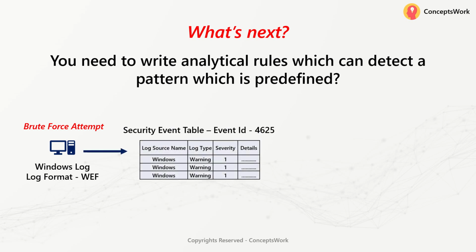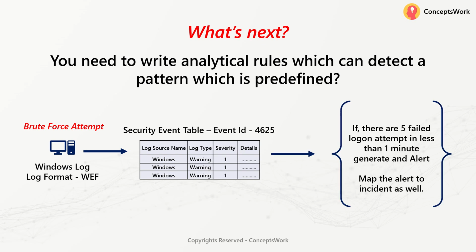Now, this is a very naive example, but my intent here is to make you understand how exactly the analogy works behind defining rules. Whenever someone tries to sign in to Windows and it fails for some reason, an event is generated with the event ID 4625. That's what you already know. But now the catch is that you want to detect if there are 5 failed logon attempts in less than a minute, then there has to be an alert, and that alert should be mapped to an incident so that your SOC analyst can go ahead and review what's exactly happening on that particular device.